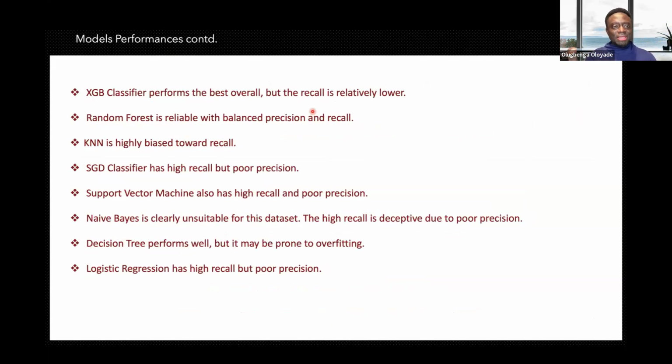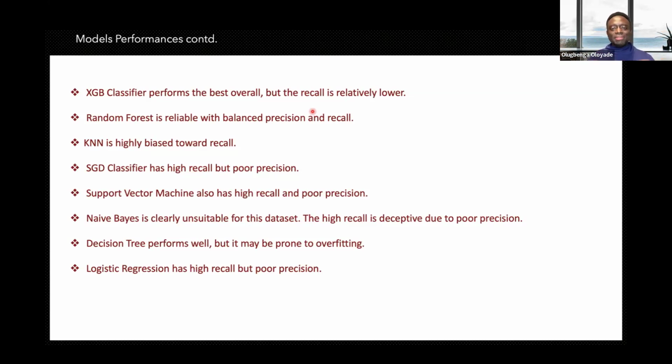So this summarizes the performance of my models. My XGBoost classifier performs the best overall, but the recall is relatively lower. My random forest is reliable, with balanced precision and recall. My k-nearest neighbor is highly biased towards recall. My SGD classifier has high recall but poor precision. My support vector machine, high recall, poor precision also. Naive Bayes is just unsuitable for my data set. My decision tree also performs well, but I sense it may be prone to overfitting. Then logistic regression has high recall but poor precision.